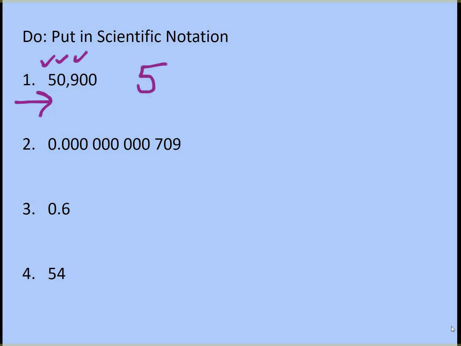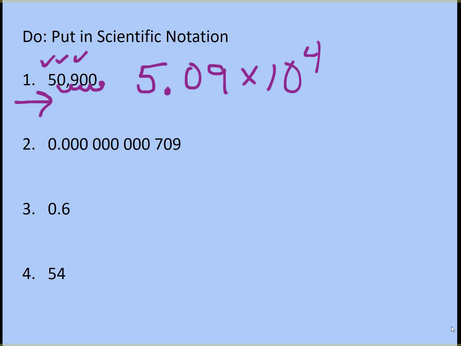So again, the pattern is number, decimal, and then the rest of the numbers, and I have three sig figs. Then I'm going to put times 10, and then you need to figure out how many places you move that decimal. So even though the decimal is not written, it's assumed that it's right here, and I can count how many decimal places I moved it. 1, 2, 3, 4 places to get it in between the 5 and the 0. So it's going to be 5.09 times 10 to the 4th.